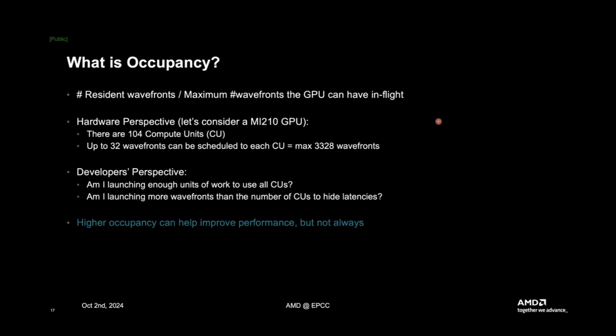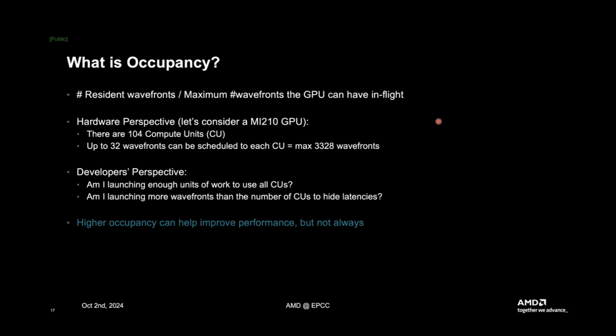What do we mean by occupancy? There is a limit of how many wavefronts we can have running at the same time on the device. And when we run our kernel, there is some number of resident wavefronts. So the ratio of the number of resident wavefronts to how much maximum we can have, that is called occupancy. Now, let's take this MI210 GPU as an example. We have 104 compute units. And in each compute unit, we can have up to 32 wavefronts. And that gives us a maximum of 3,328 wavefronts.